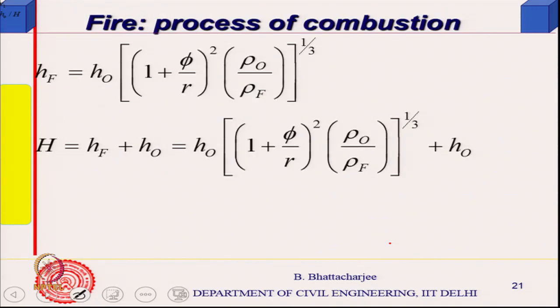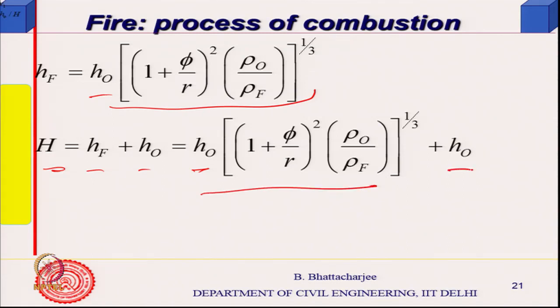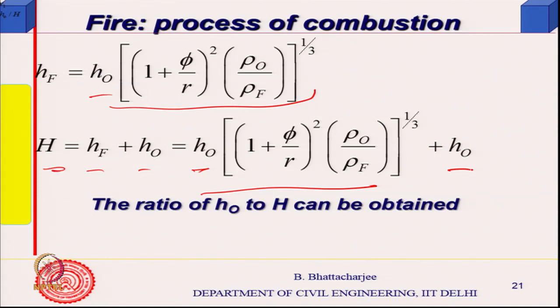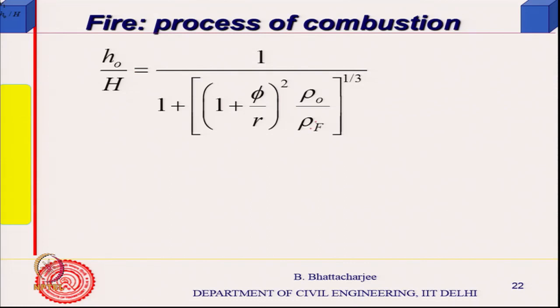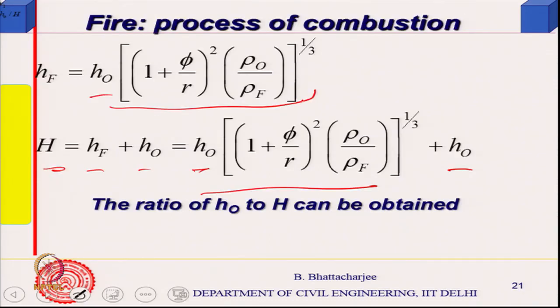Now, h f can be written in terms of h 0, and we know capital H is h f plus h 0. So, h f plus h 0 I can write like this. Then h 0 can be taken common. So, I can get h 0 by h, a factor like this, from the relationship which I told you in the last class. I am just repeating this again, as it is a little bit of algebra, for your better understanding.